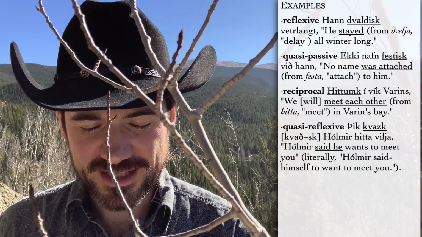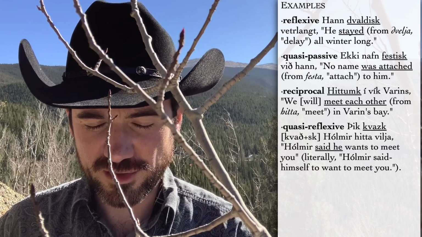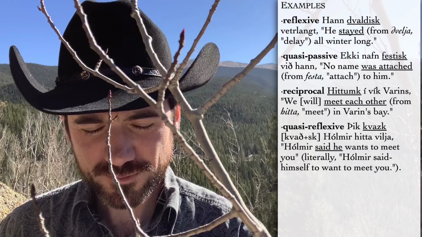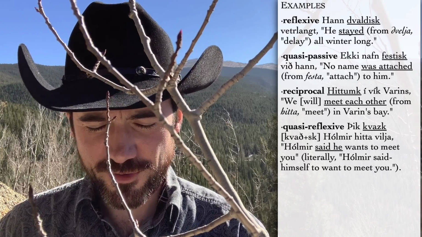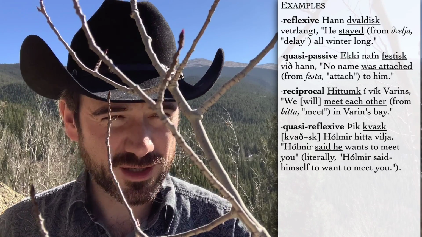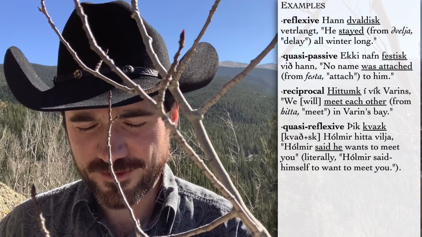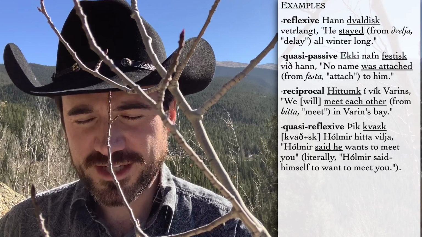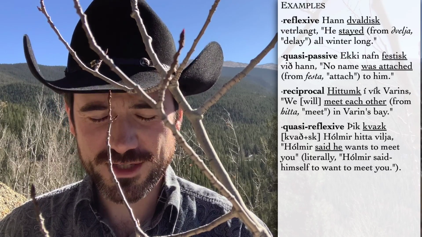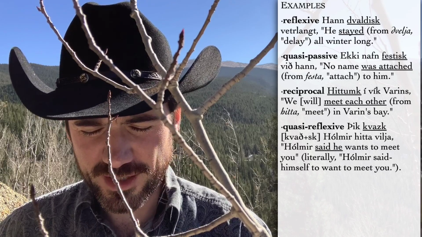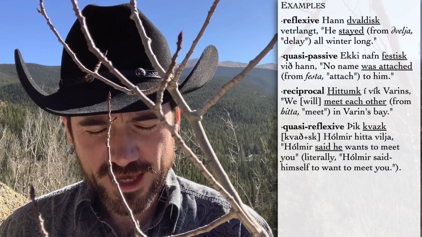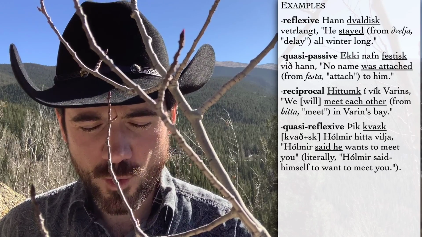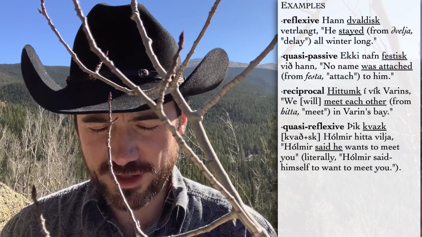Dvelja is to delay. Hann dvalðisk vetrlangt. He delayed himself through the whole winter long. Festa means to fasten, to attach. So ekki nafn festisk við hann. No name would attach to him. No name was attached to him. Again, pretty close to passive in sense. Hitta is to meet. Hittumk í Vík Varens. We will meet one another in Varens bay.